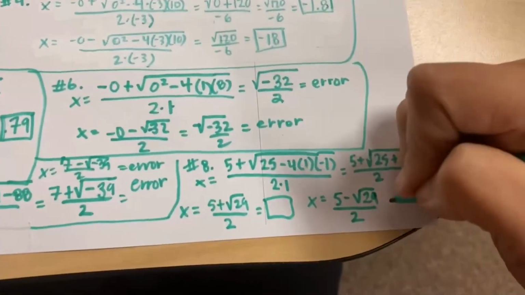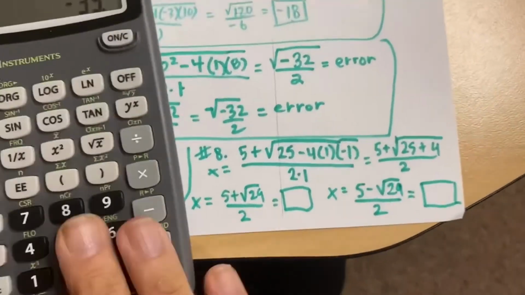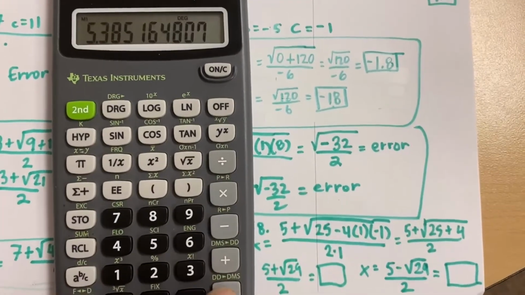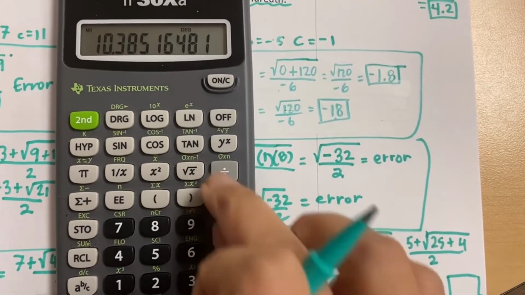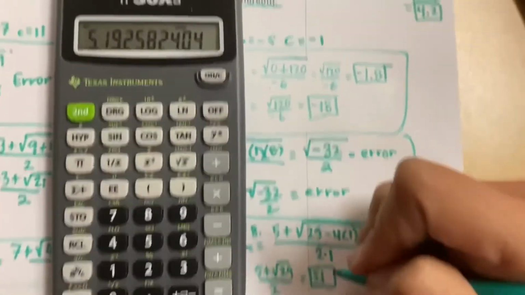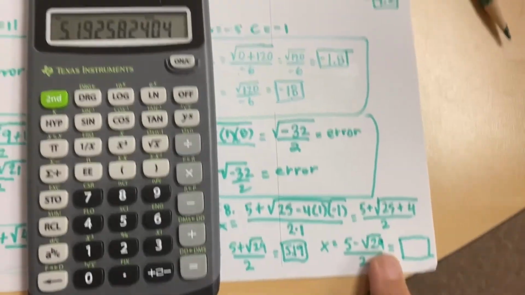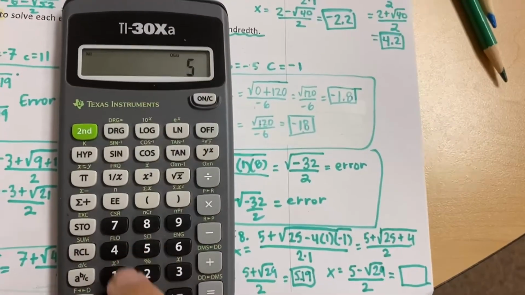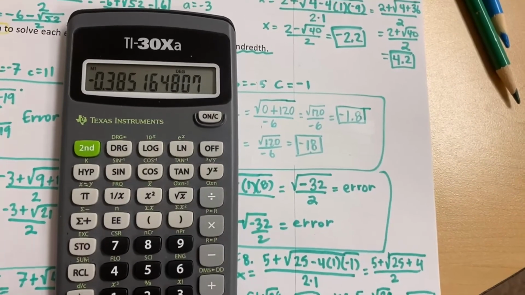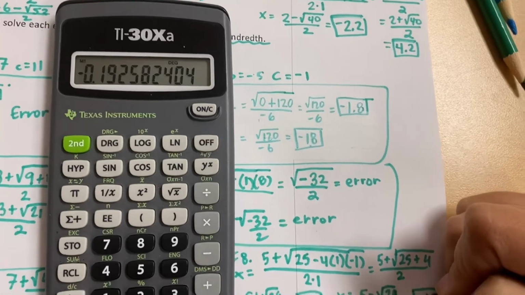All right, you ready to go? You ready to do this? Let's turn it to a decimal and be done. So we have 5 plus the square root of 29 equals 10.3. When we cut that in half, we get 5.19. Good. Now we're going to do 5 minus the square root. So 5 minus the square root of 29 equals, divided by 2, negative 0.19.